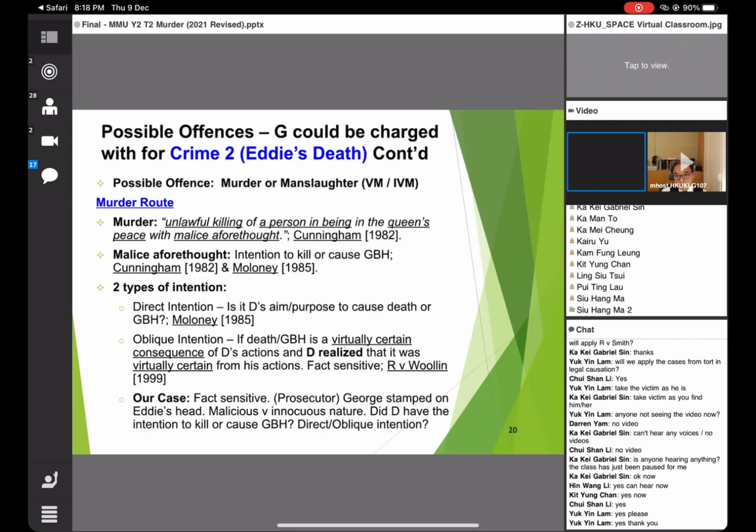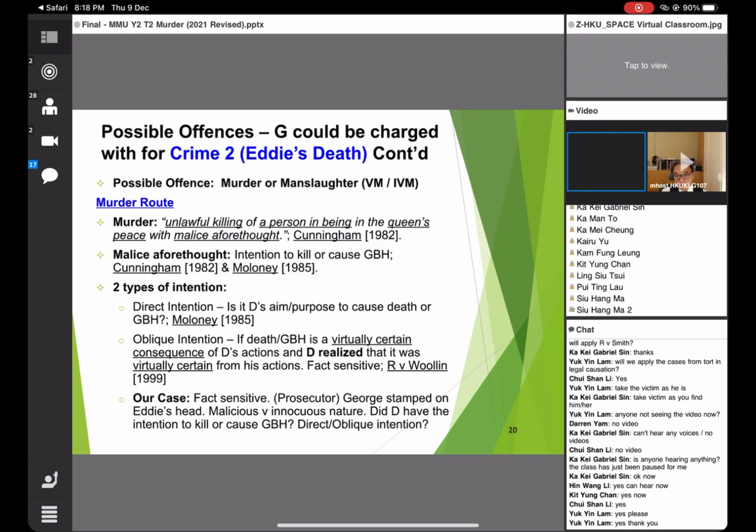Now, moving on to crime number 2. Crime number 2. Here, remember, it is only about George. Don't talk about Mildred, because it's nothing to do with Mildred. And if you put down Mildred, you'll be penalized in your marks, okay? Because you are only asked to talk about George, since George is the only one here.